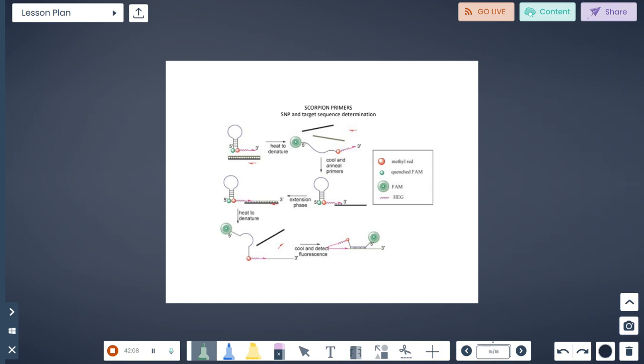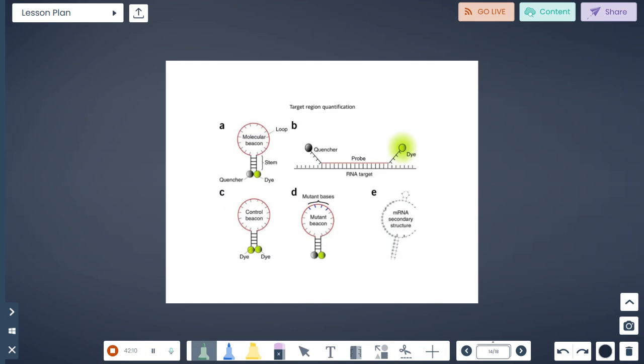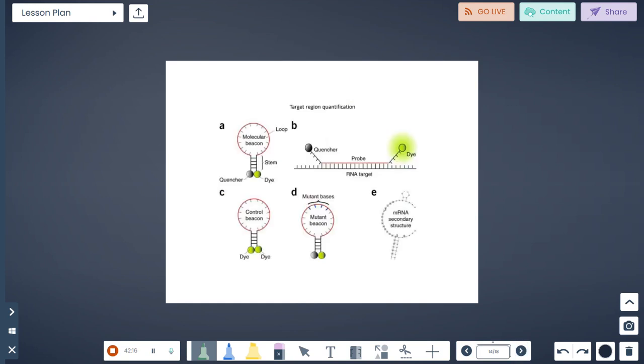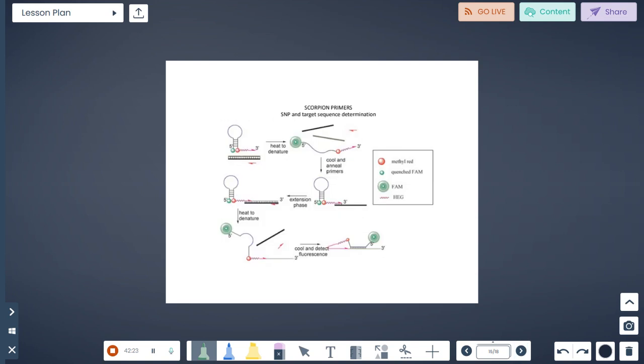So the difference is, when you use a TaqMan probe or MGB probe, you also need a forward primer and reverse primer. But when you use a molecular beacon or when you are using a scorpion primer, there is no need of a forward primer and reverse primer. You can use a single primer itself, you can discriminate the region.